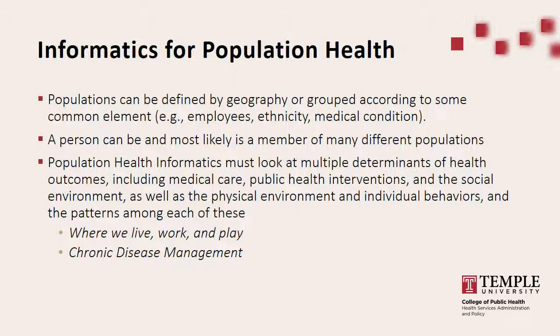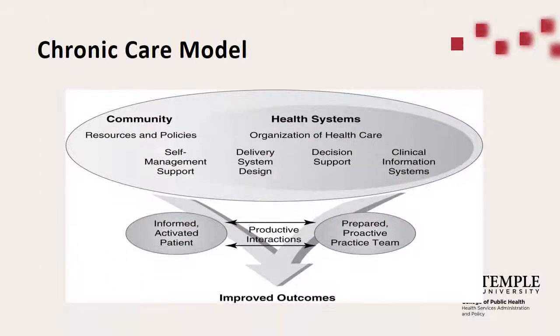And population health informatics must look at multiple determinants of health outcomes, including medical care, public health interventions, and the social environment, as well as the physical environment and individual behaviors and patterns among where we live, work, and play, as well as chronic disease management. And this is an example of the chronic care model, which includes community resources and policies, health systems, informed active patients, and prepared proactive practice teams.